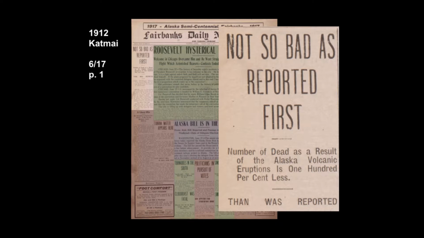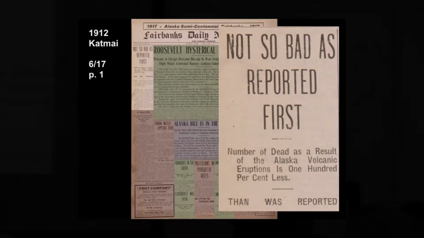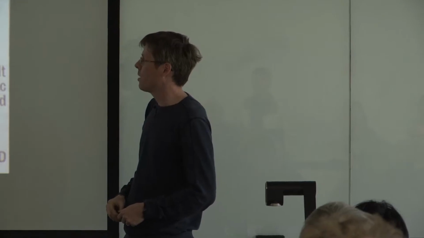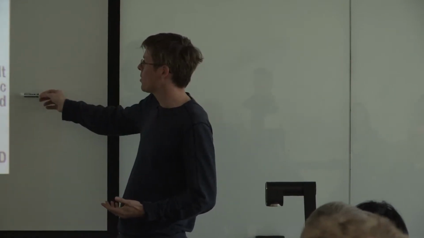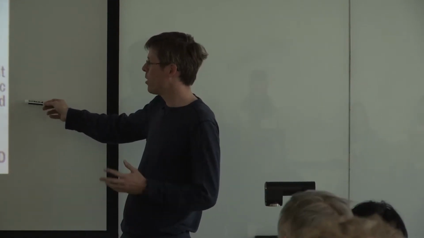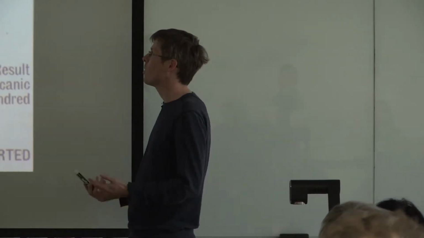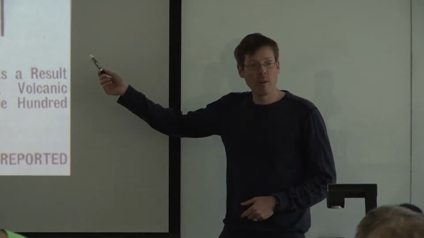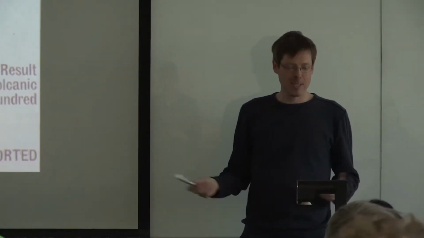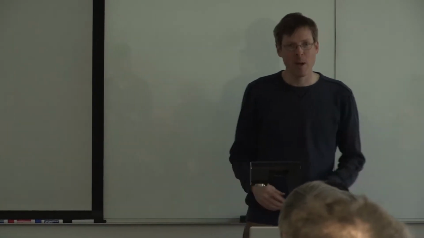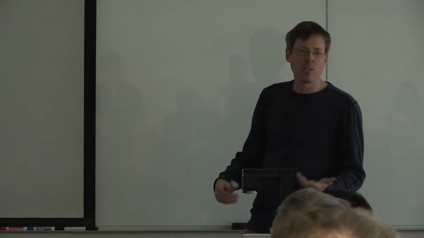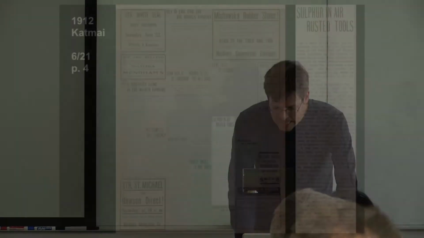So they're saying, well, hey, that's pretty much it. Not so bad as first reported. So in fact, I think 2 people died, but it wasn't even clear that it was from the eruption. Number of dead as a result of the Alaska volcanic eruptions is 100% less than was reported. But credit to correcting the story. It's not buried in a footnote. It's on the front page. We could probably learn from that even now. But you have to be cautious if you're reading this and trying to infer something.